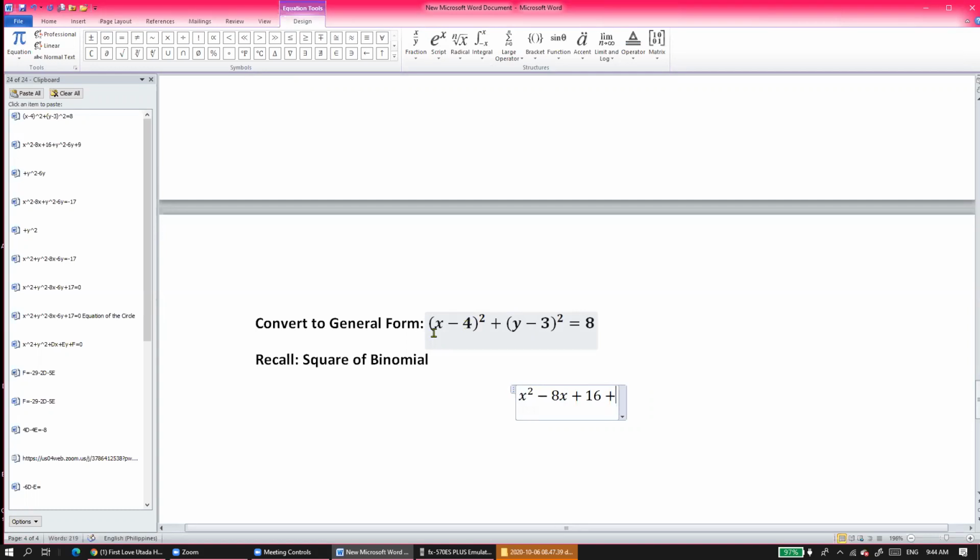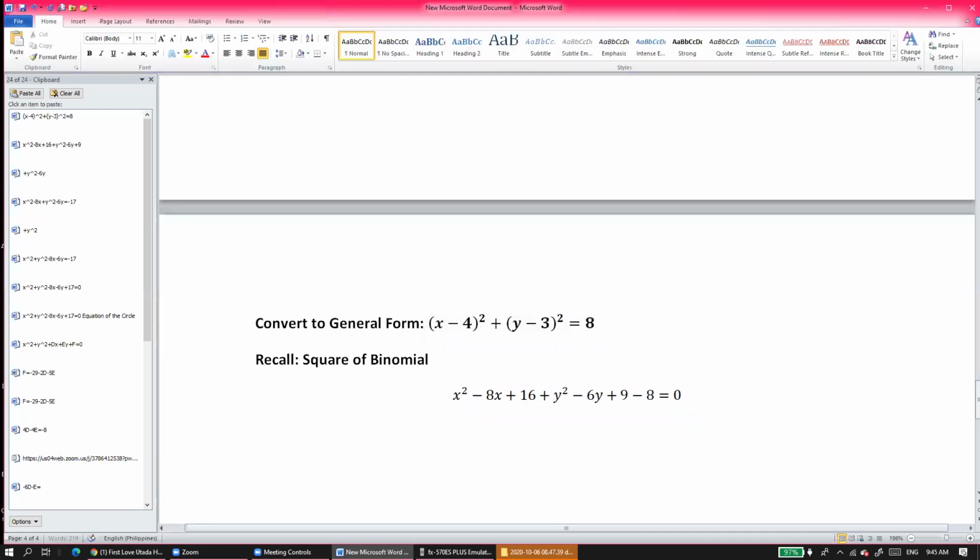Then plus. I square the y, we have y square. And then y times negative 3 is negative 3y. Twice it is negative 6y. I square negative 3, which is positive 9. And then I transpose the 8 to the left. I immediately move the 8 to the left. So minus 8 equals 0.